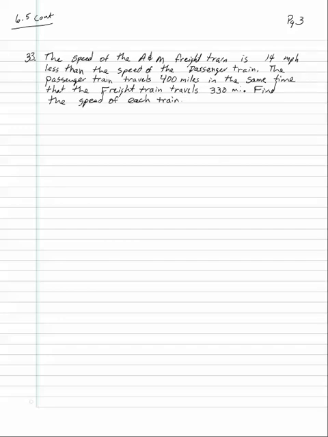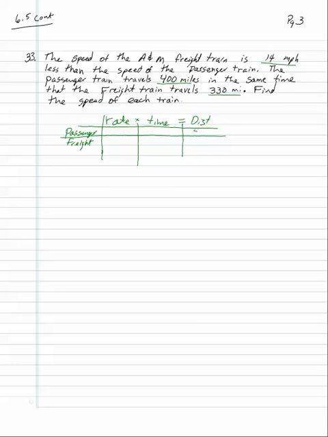Okay, so the speed of an A&M freight train is 14 miles per hour less than the speed of the passenger train. The passenger train travels 400 miles in the same time that the freight train travels 330 miles. So this is a distance equals rate times time problem. So usually I write that down first. And I usually make a chart. I got the passenger train and the freight train. And let's see, the passenger train travels 400 miles in the same time that the freight train goes 330. And we want to find the rate for both of these.